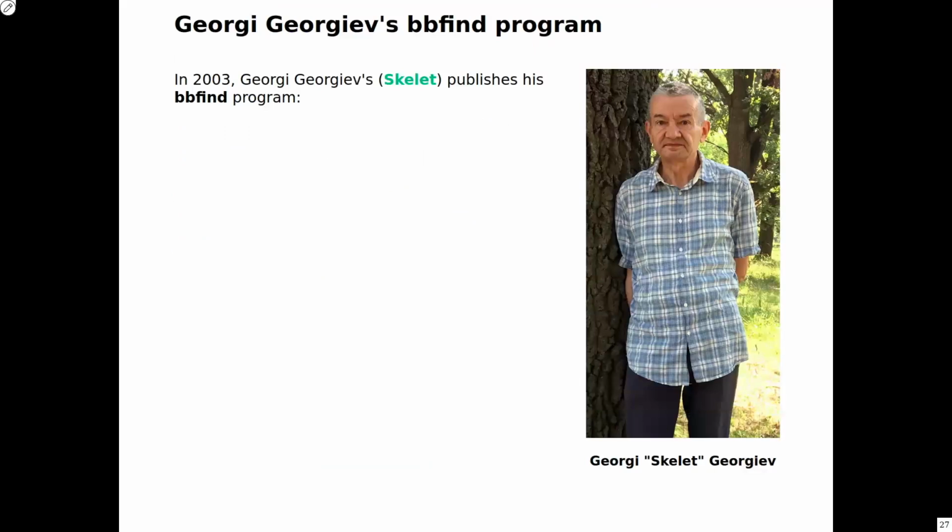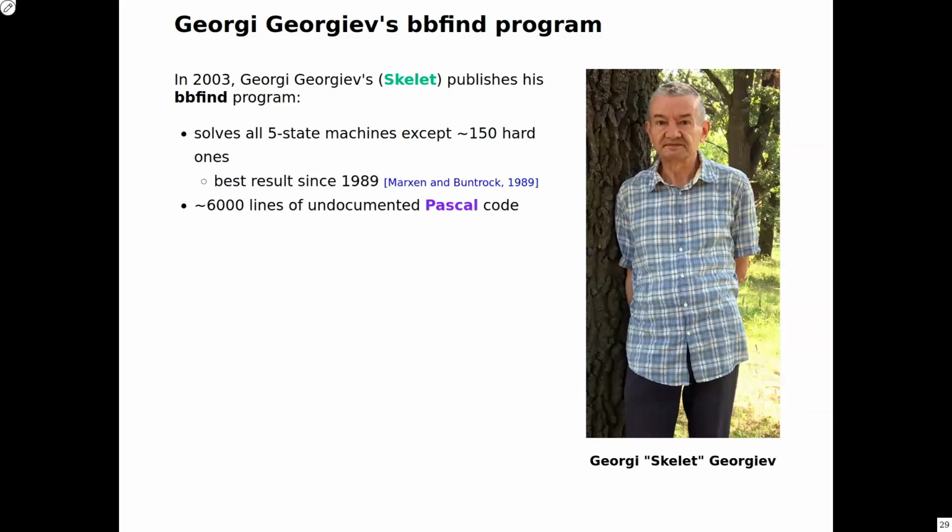The thing that's interesting, and that was very inspiring for our project, is that in 2003, there is a pioneer called Georgi Georgiev, a Bulgarian scientist who goes under the nickname of Skelet, apparently because he was always very thin. And he published an online program called BBFind. It claims to be able to decide the behavior of all 5-state Turing machines apart from a small list of 150. It was the best result the field had since 1989.